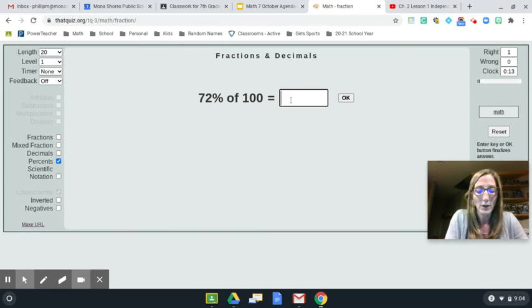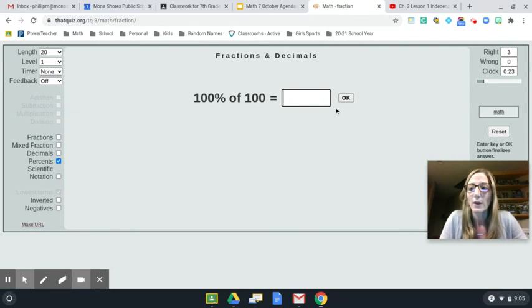72% of 100, well, that's going to be 72. 9% of 100, that's going to be 9. And so on. Okay, so you're going to go through those and complete level 1. Again, those 20 should take you very short amount of time. Those should go very quick.